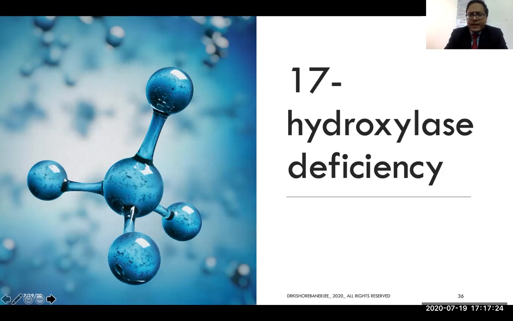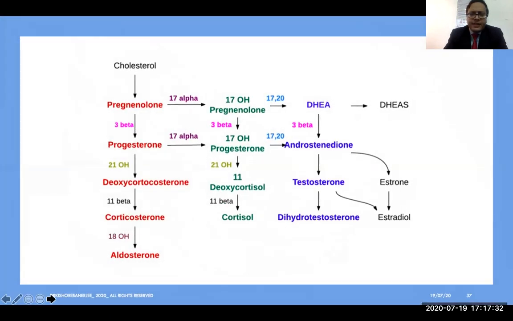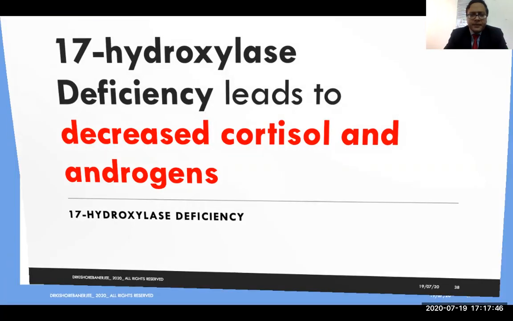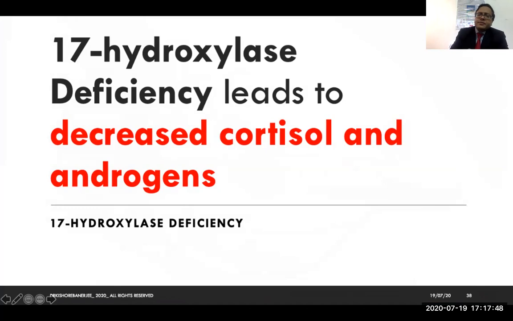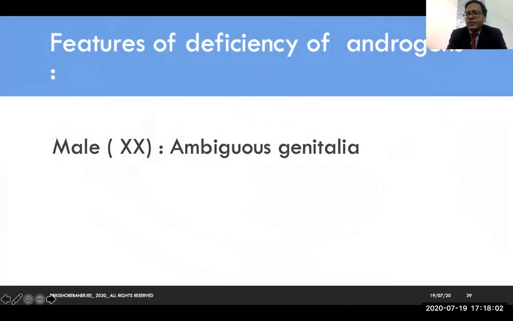Now we move to the third variant you need to understand, that is 17-hydroxylase deficiency. If you look at this chart, you will understand that 17-hydroxylase is basically required to produce cortisol and also the sex steroids, but not the mineralocorticoids. So 17-hydroxylase deficiency will lead to decreased cortisol and androgens. Cortisol production is blocked and sex steroid production is blocked, but mineralocorticoid production is not blocked. So in this condition, androgen will be produced in lesser amounts.